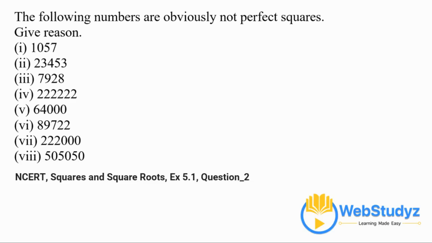The following numbers are obviously not perfect squares. Give reason. So let's first find out what are the perfect squares. Let's find out the perfect squares for numbers from 1 to 10.